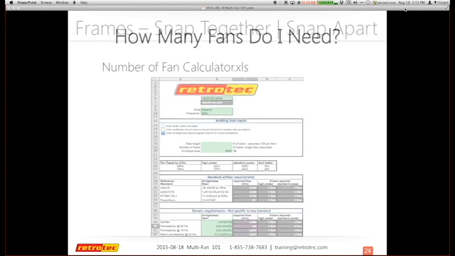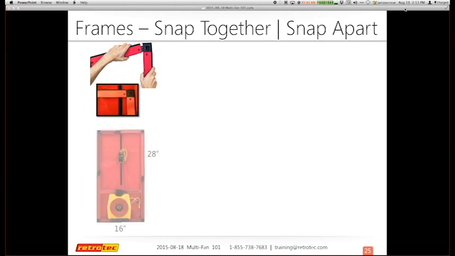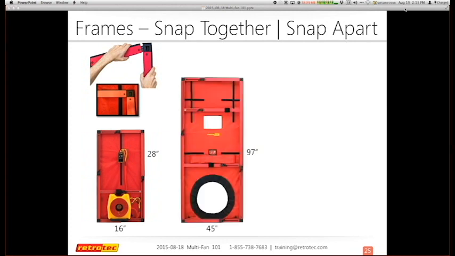It is designed more for the 3-fan, 4-fan, and up higher in general. So that's kind of the use for it. Some other things I want to make sure we're on the same page about are the frames, or some of your options about doing a multi-fan test.